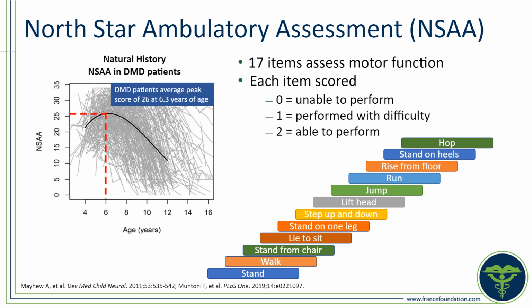You can see depicted in the graph on the left that there is quite a bit of variability in the progression of these scores, but you see that over the first few years of life, there is increase in the score with a peak typically attained at 6 years of age, 6.3 years of age, specifically here at a peak score of 26 points. And thereafter, on average, boys decline in this functional measure by approximately 4 points per year.